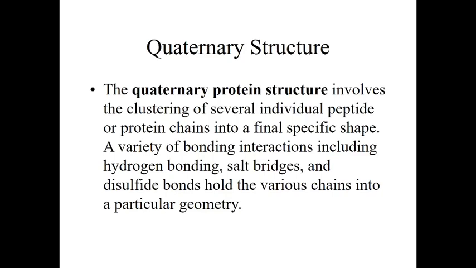The quaternary structure of a protein involves the wrapping together of multiple polypeptide chains. And how do those chains wrap and form the overall final specific shape of a protein? There's a variety of bonding interactions that help to hold the quaternary structure in place. These include hydrogen bonds, salt bridges, and disulfide bonds. Again, the quaternary structure is the overall structure of a protein formed by the wrapping together of multiple polypeptide chains.